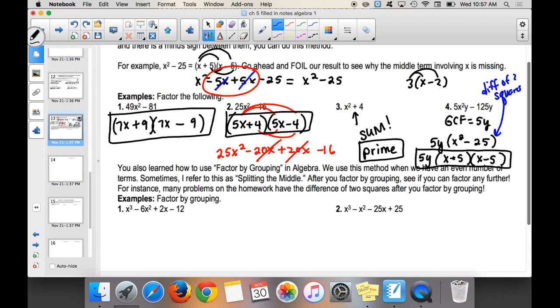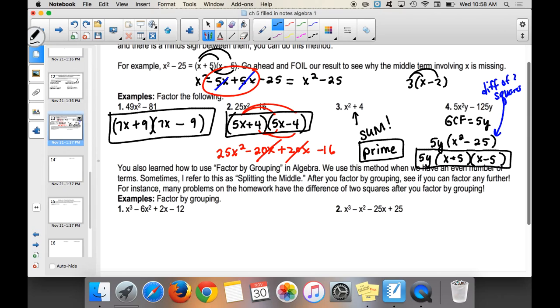All right, and then the last method we're going to learn today is called factor by grouping. The way that you can tell you're going to factor by grouping is if you have 4 terms, or 6 terms, or 8 terms. So if you have an even number of terms, besides 2, which gets the difference of two squares. Usually in Algebra 1 it's going to have 4 terms, okay? So we have 4 terms here. And I always call this split the middle. So factor by grouping, I always say split the middle.